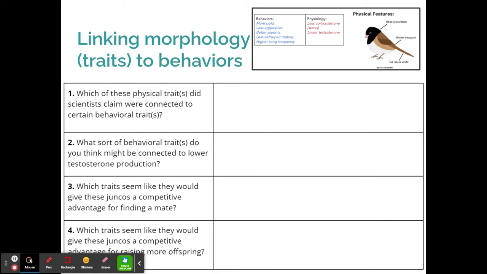So as part of our exploration, we're going to link their morphology, their physical features, to the behaviors. So there are 4 questions we can ask. Which of these physical traits did scientists claim were connected to certain behavioral traits? What sort of behavior traits do you think might be connected to lower testosterone production? Which traits seem like they would give the Juncos a competitive advantage for finding a mate? Which traits seem like they would give the Juncos a competitive advantage for raising more offspring?